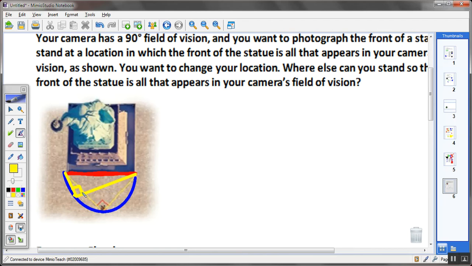That's all that's going on here, guys. You're simply using the front as your diameter. You're saying, where can I move so I can get that whole front with my camera? Well, just move. So your angle is 90 degrees to that, and it intercepts those 2 points. That's all they're asking you to do. So anywhere on the blue line is your answer here.